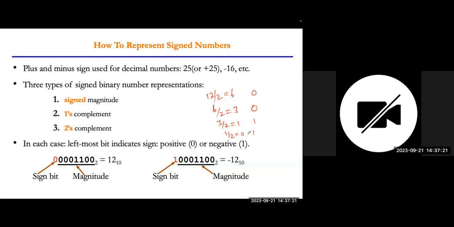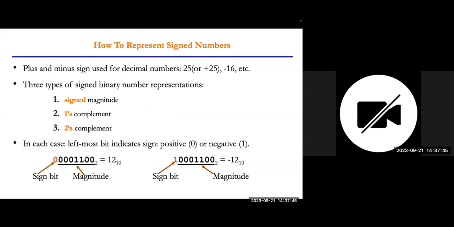If you write this number in reverse order, it will give you 1100. But if you take a register, suppose an 8-bit register, then the register will be filled with 8 bits.